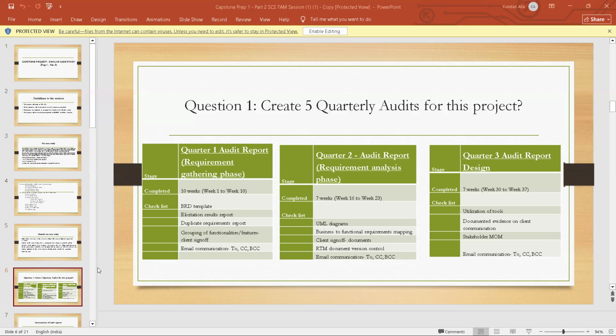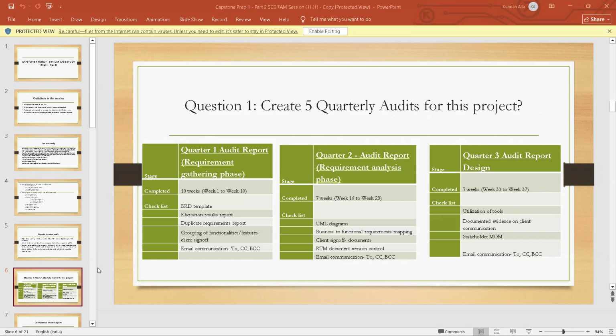So here you can see the first audit, the quarter 1 audit report for the requirement gathering phase, which took almost 10 weeks. Coming to the checklist, what he needs to check is whether the BRD template is done or not. He will be using some elicitation techniques to gather the requirements, so what kind of elicitation techniques he has used, and all those reports. Duplicate requirement report, grouping of functionalities and features, client sign off, and email communication. Like this, you need to write for the first quarter.